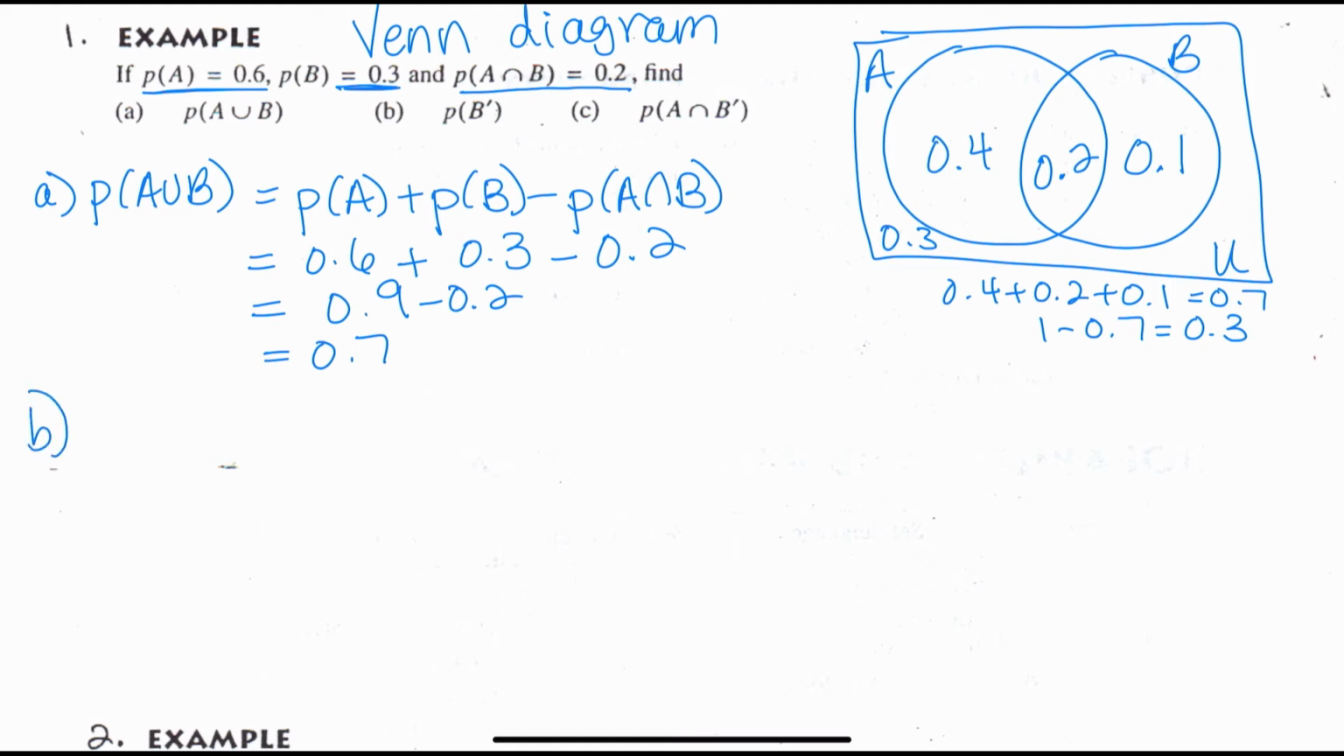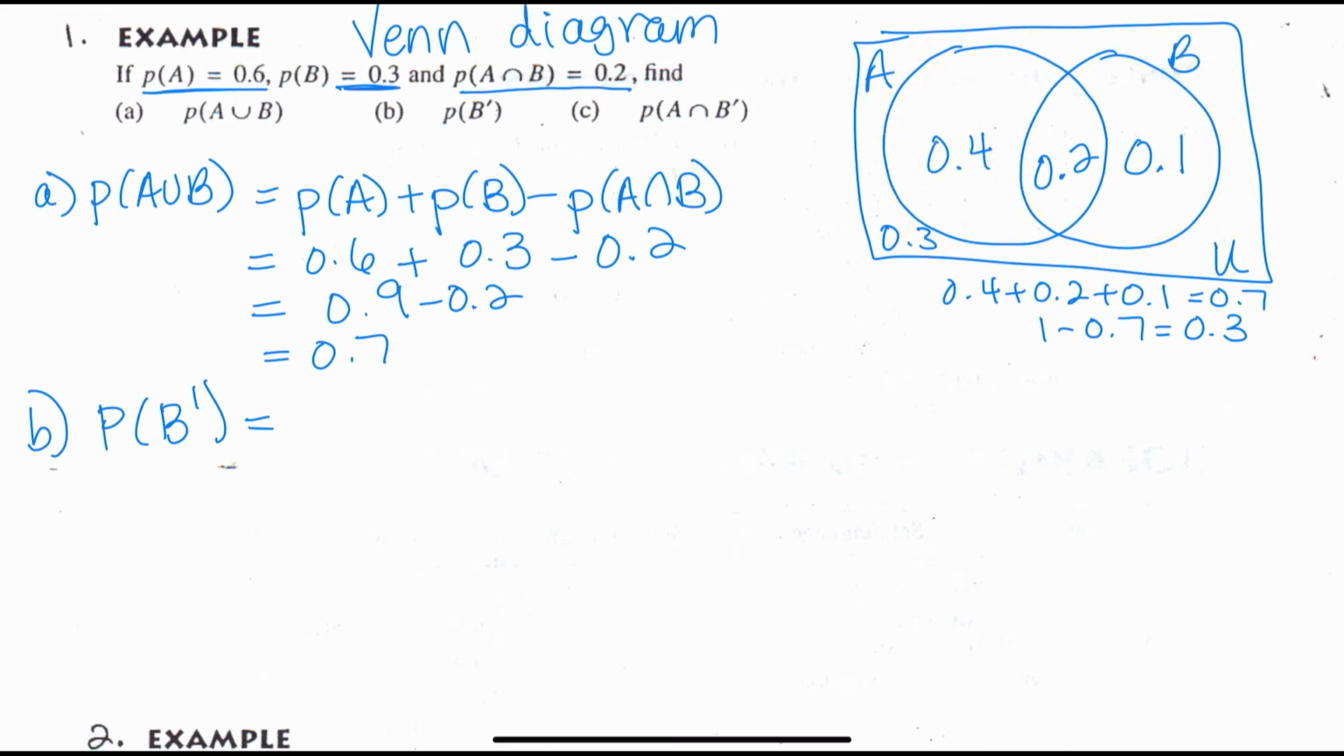Let's take a look at part B. The probability of B complement. In terms of the Venn diagram, B complement means everything that's not inside of B. So I'm going to outline circle B, and I want everything that's not inside of B. So that is going to be 0.4, and anything that's out in the universe, so it's going to be 0.3 as well. So if I add them together, it's going to be 0.7.